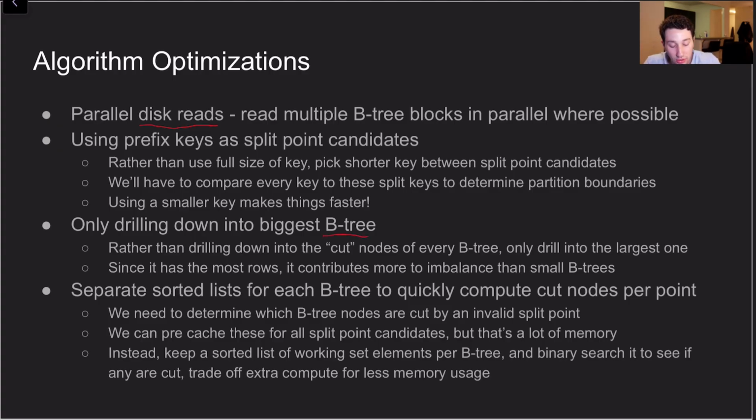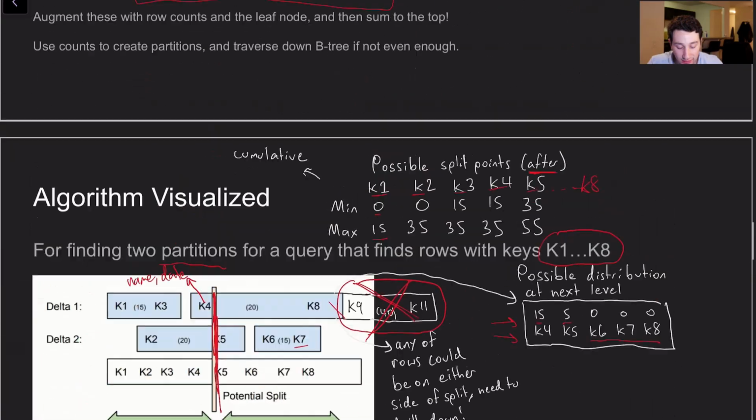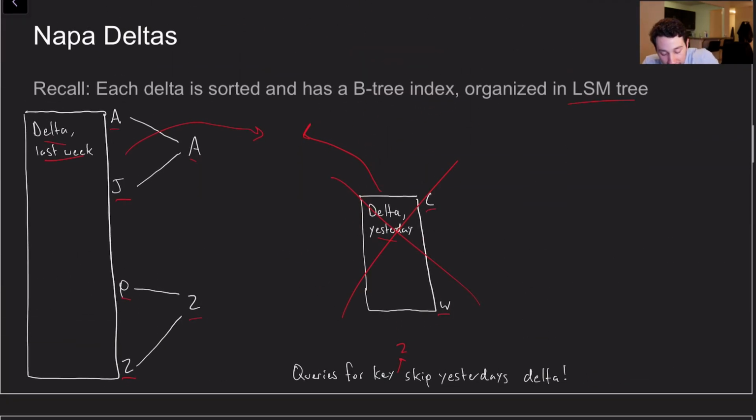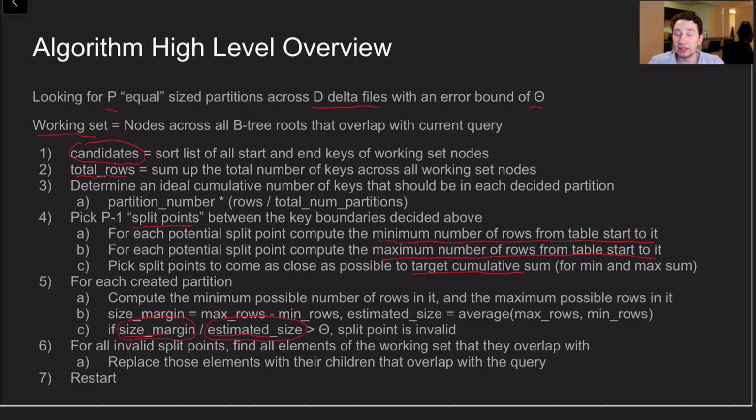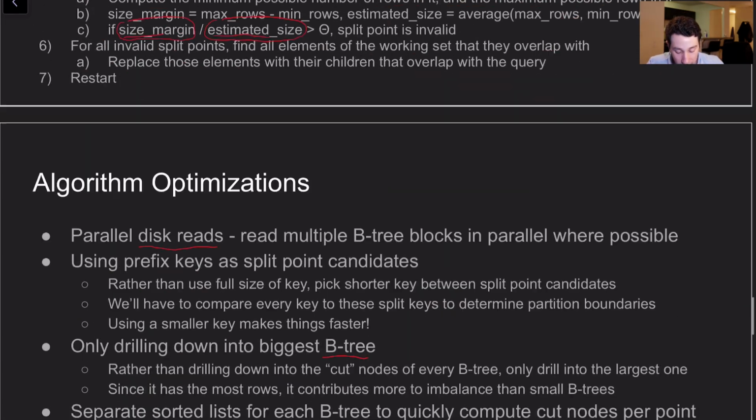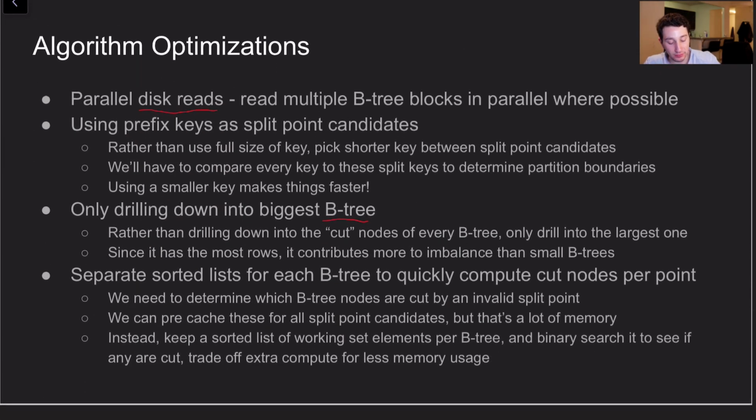Cool. Another thing that we do is only drilling down into the biggest B tree. Remember that deltas are very, very different sizes. If I go over here, this guy is much, much bigger than this guy over here. And so even if we have an imbalance and maybe there's a part of this B tree that could be drilled down into, it's going to be a lot more impactful to drill down into this B tree because we're going to get a lot more information, relatively speaking. And probably it's going to be more impactful to solving our imbalances and require fewer disk IOs. So you only drill down into the deltas that are at the highest level. If you have really small B trees, you may not drill down. Cool.